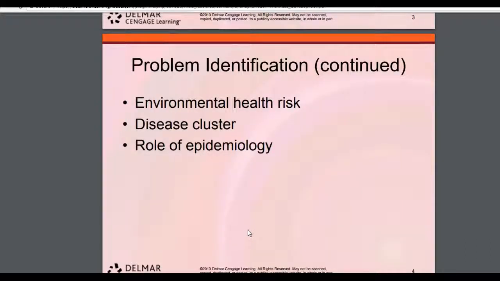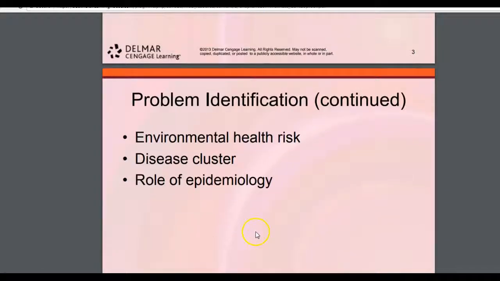So environmental health risks, we do those, obviously individualized, but then there's also something called disease clusters and the role of epidemiology. And so an example of epidemiology is the study of disease, prevalence, why it happens, who's more likely to have it, incidence of the disease, and new cases, old cases. When you look at disease clusters, it tells you a lot, mainly about environmental impacts.